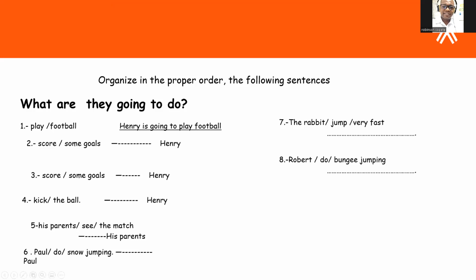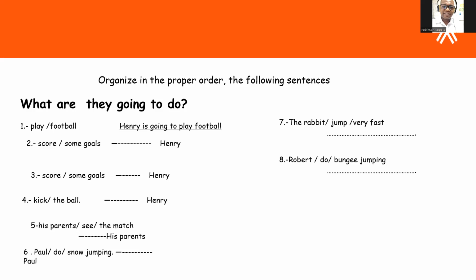Robert is going to do bungee jumping in his birthday, because in this case, Catalina is going to do bungee jumping in her, yes, no? Or you are going to do bungee jumping in your birthday. That's the way. You look the difference?